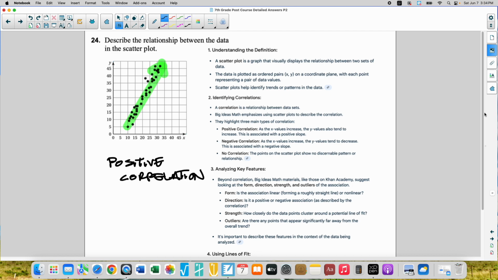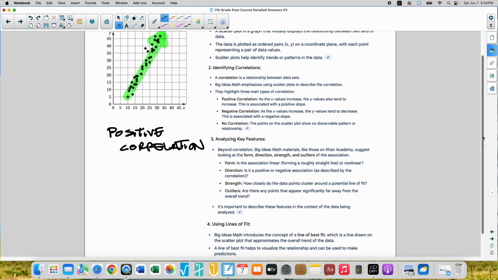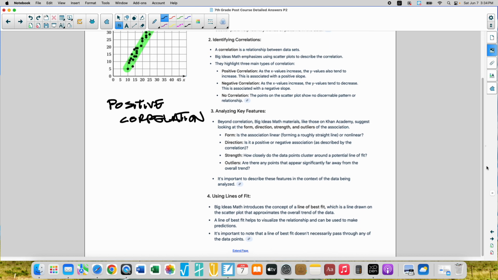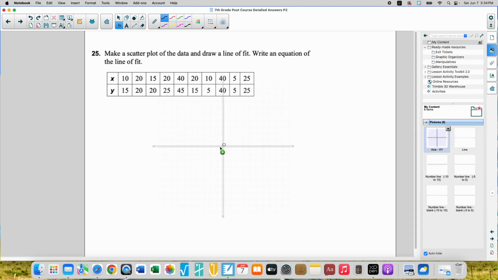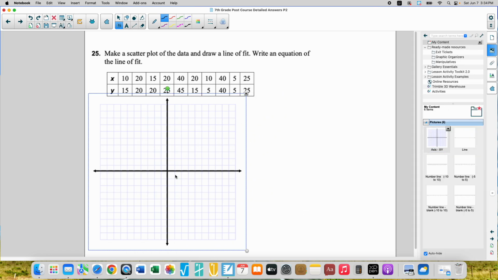Okay. And then we have other things: analyzing key features, form, direction, strength, outliers, using lines of fit. Sometimes we have to write an equation for that, like in this one. Make a scatter plot of the data and then draw a line of fit, and write an equation of the line of fit. Okay, so if we plot these points, we will go in increments of 5.